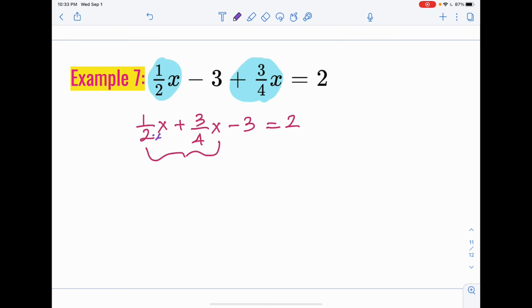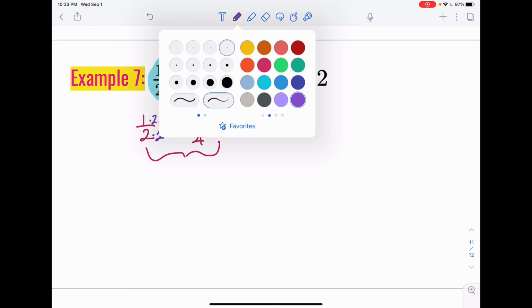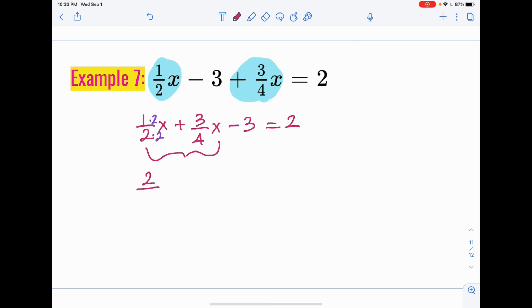I would like to multiply this by 2, and multiply this by 2. And then we will have 2 over 4x plus 3 over 4x minus 3 is equal to 2. And let's combine like terms. Since we have the like denominators, it's easy. Let's add numerators. 2 plus 3 will give us 5 over 4. Of course, we have x here, minus 3.